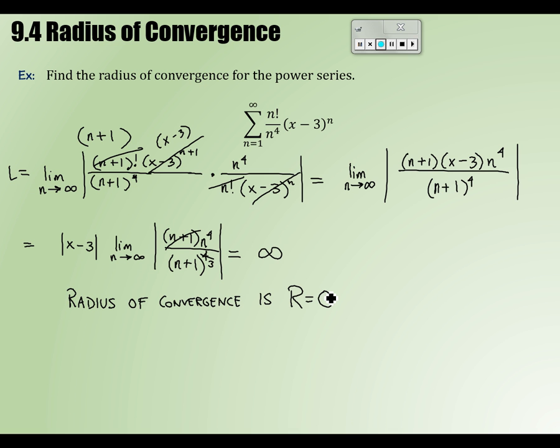It doesn't matter what x is. The limit grows without bound, so L is infinity, regardless of what x is. So what does the rule say? There's always divergence, except for one place: the center, which is trivial enough.